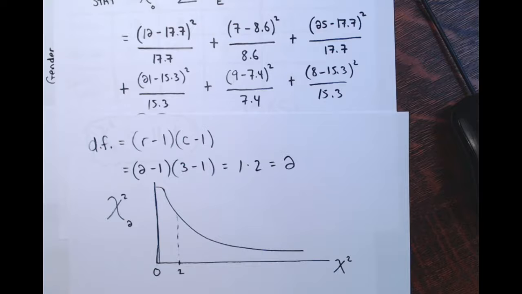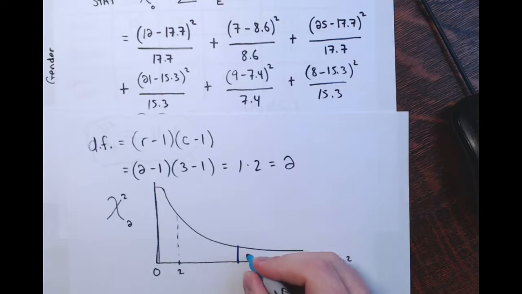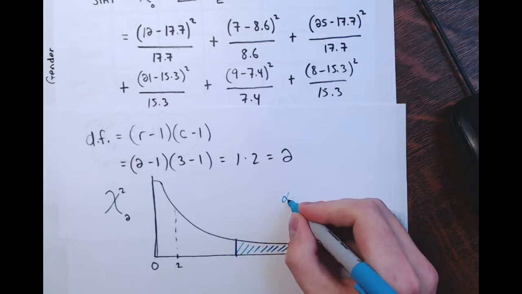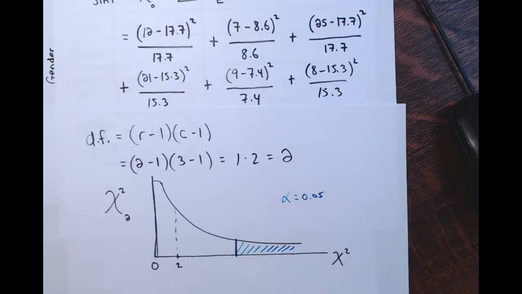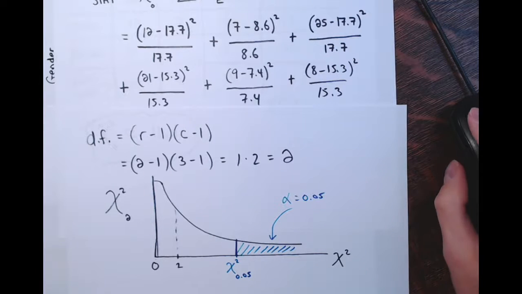And what we're looking for is the value of chi-squared with an area of alpha to the right. Alpha here, we said earlier, was 5%. That's this area, the rejection region. So we're looking for chi-squared with 5% to the right of it. It's always a right-tailed test, these. Well, let's see what that is from our table.